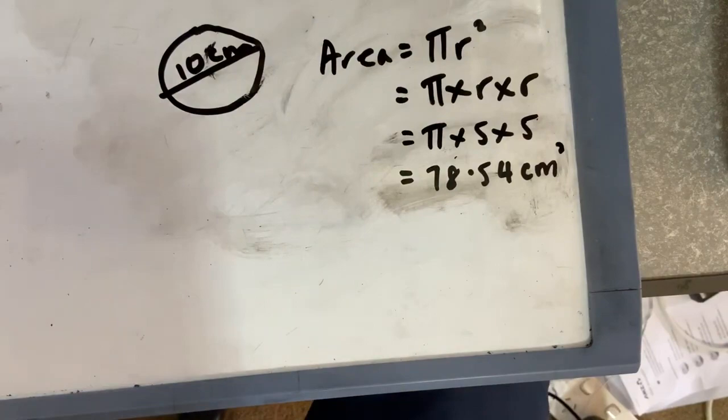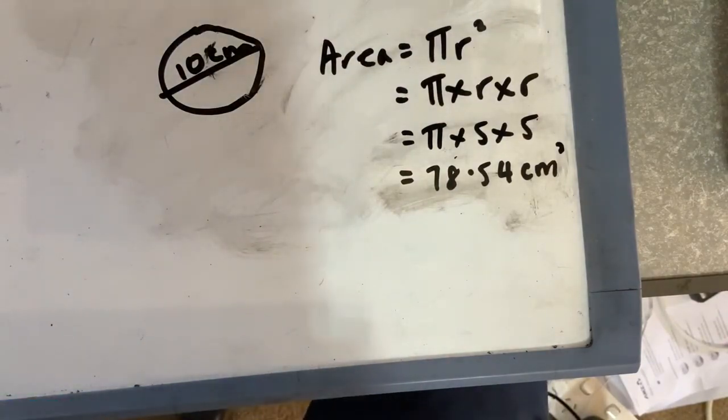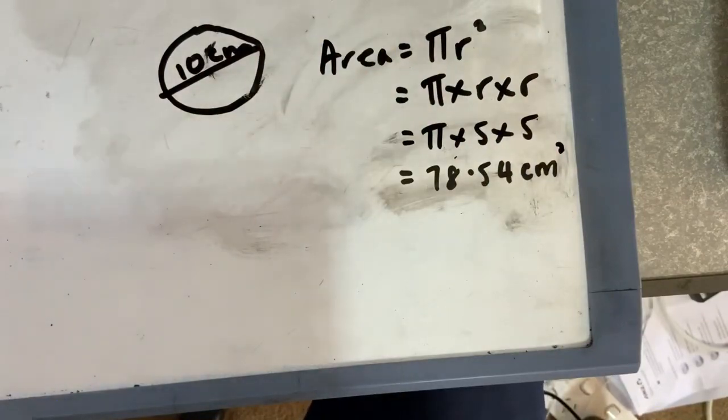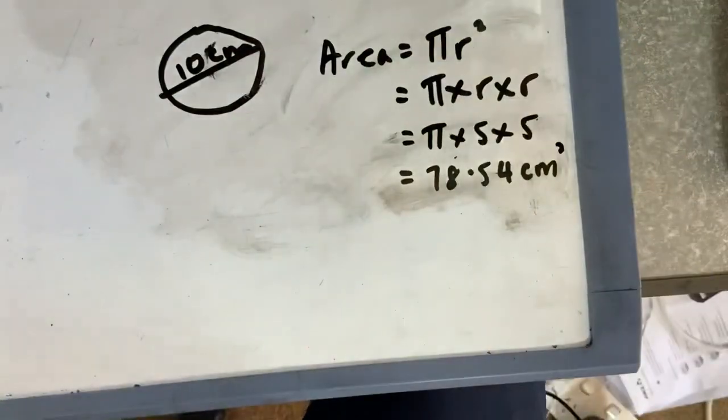So to repeat, what is the difference between perimeter and area? The perimeter is the length around the outside edge of the circle. So we are calculating the length here. And if you are calculating the area, it is the amount of surface within the circle. We are calculating the space inside the circle.